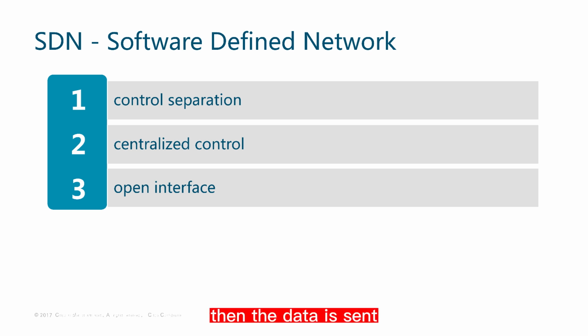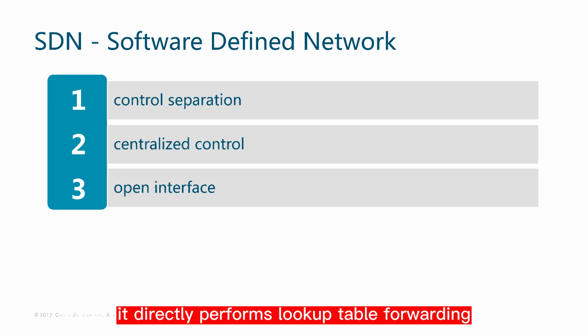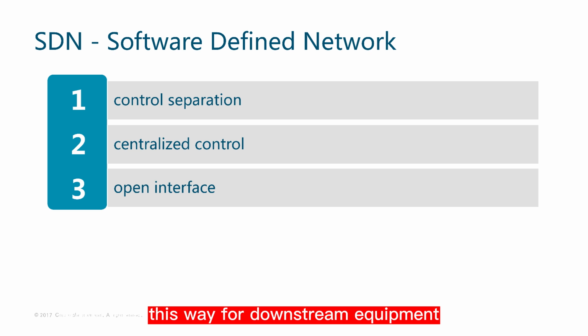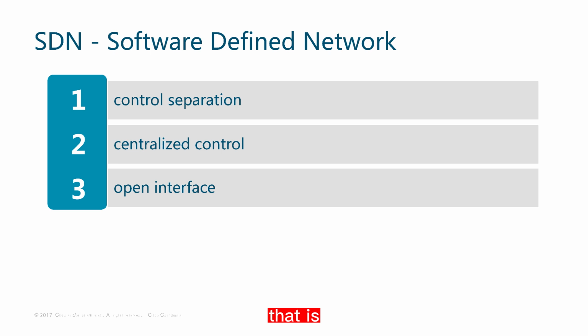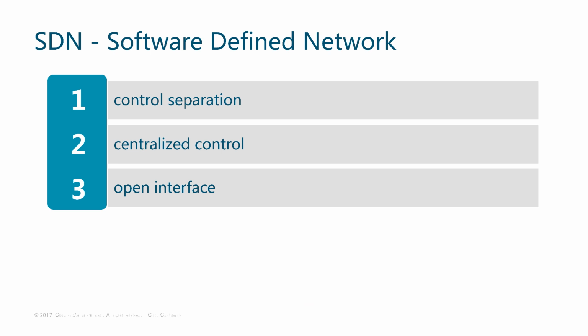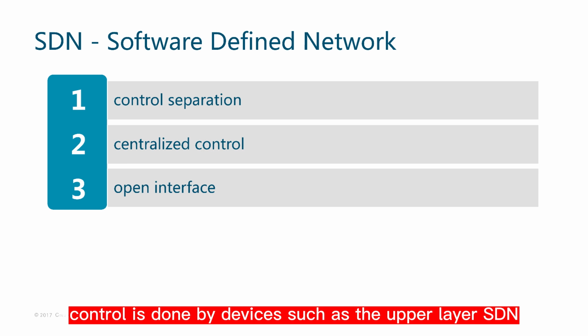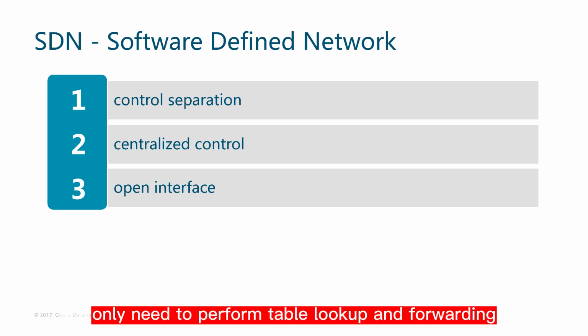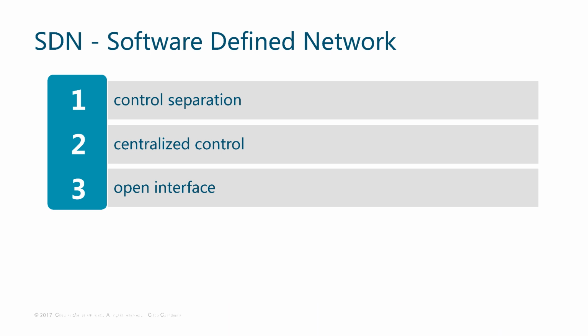Then the data is sent. It directly performs lookup table forwarding. No more calculations for the downstream equipment. They become a transponder, into what is called a white box device. All control is done by devices such as the upper layer SDN. These downstream devices only need to perform table lookup and forwarding.